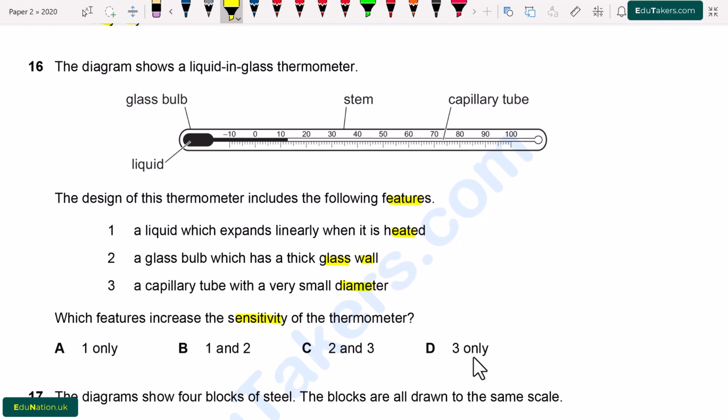So here we have to increase the sensitivity of the thermometer. Sensitivity of the liquid in glass thermometer can be increased by decreasing the diameter of the capillary tube and also by increasing the volume and using the alcohol in place of mercury. From here only 3 is correct, which shows that the capillary tube with a very small diameter is basically used for increasing the sensitivity of the thermometer. Option A 1 only, B 1 and 2, C 2 and 3, D 3 only. So from here option D is correct.